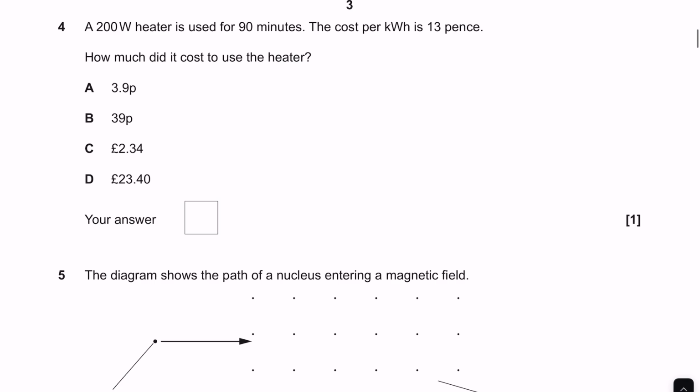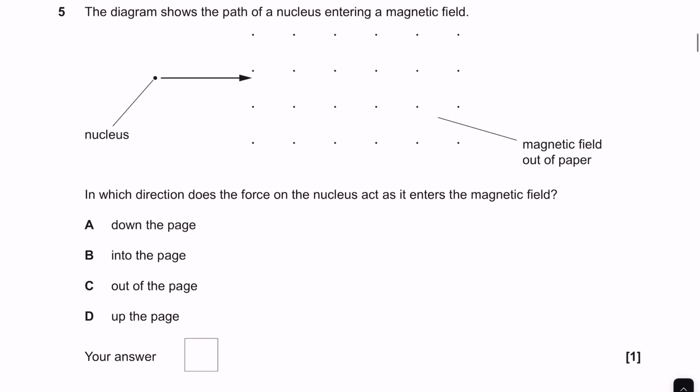Okay, question number 4. A 200 watts heater is used for 90 minutes. The cost per kilowatt hour is 13 pence. How much did it cost to use the heater? Well, that's really easy. Again, energy is in kilowatt hour, so that's going to be 0.2 kilowatts times by 1.5 hours. So that will give you 0.3 kilowatt hour and just times it by 13 pence, which will give you A as the answer.